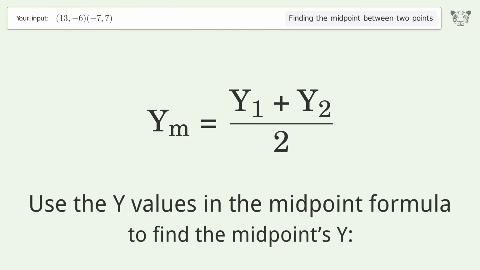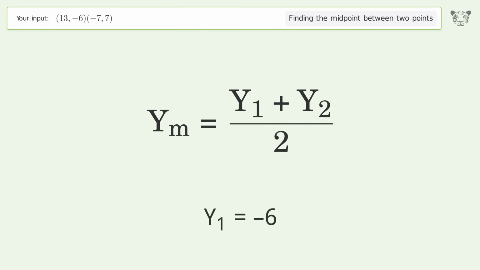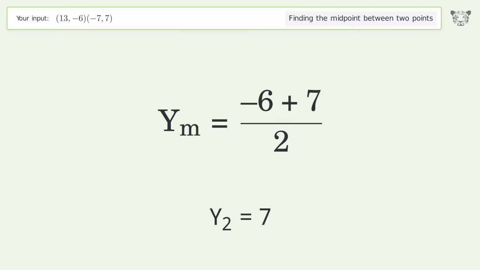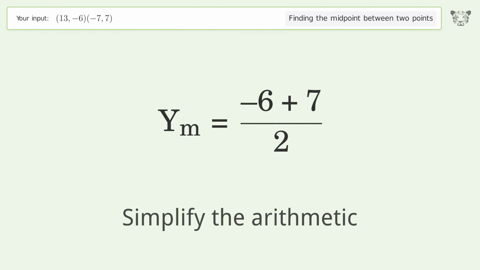Use the y values in the midpoint formula to find the midpoint's y. y1 equals -6. y2 equals 7. Simplify the arithmetic.